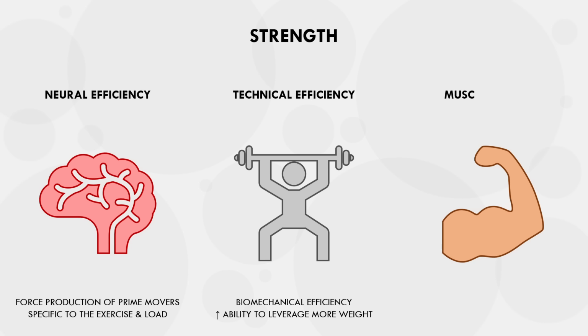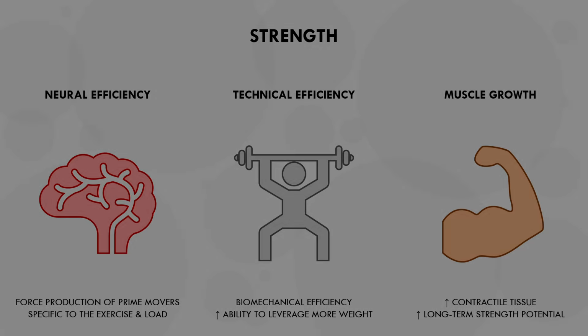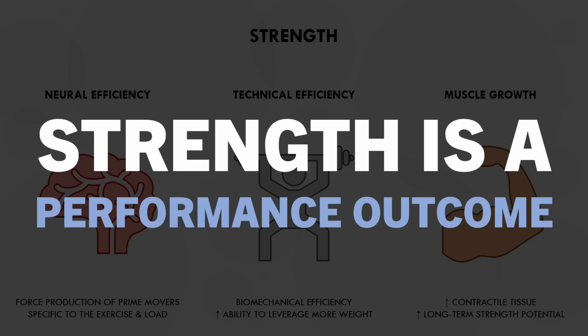The third primary adaptation contributing to strength gains is muscle growth. Simply put, if we have more muscle mass in the prime movers of a lift, then we have more contractile tissue to become neurally and technically efficient with. This provides a larger foundation that will increase our strength potential. So once we maximize neural and technical efficiency, the primary long-term driver of future strength gains will be gains in muscle mass. So ultimately, the key point to understand is that strength is a performance outcome. The ultimate goal is to lift more weight over time.